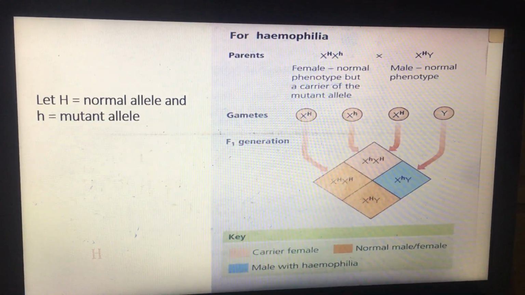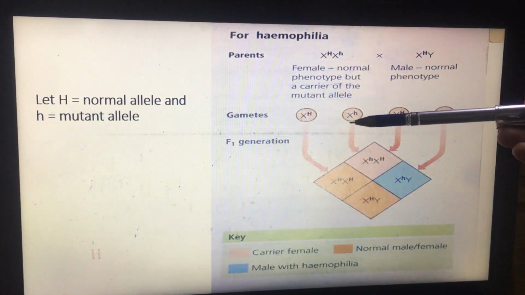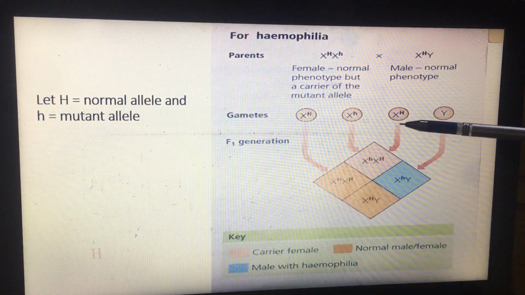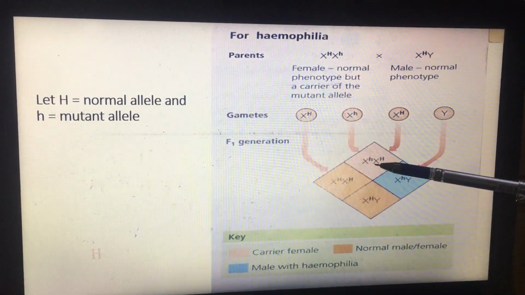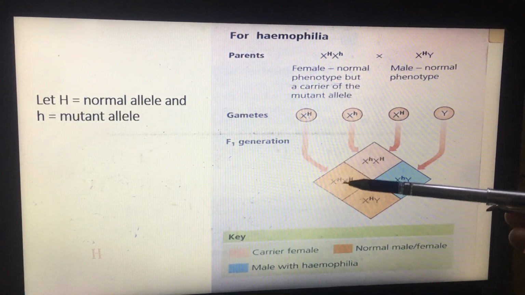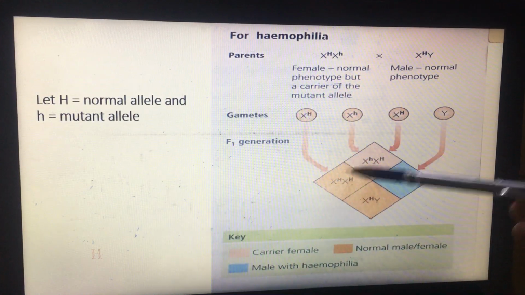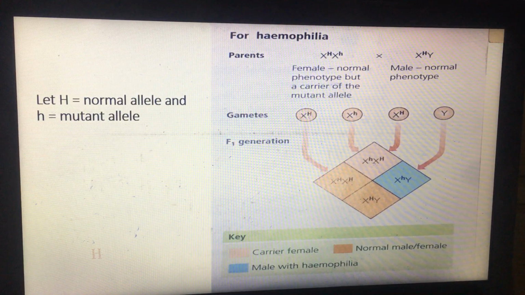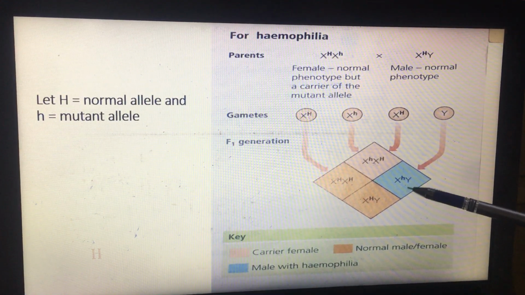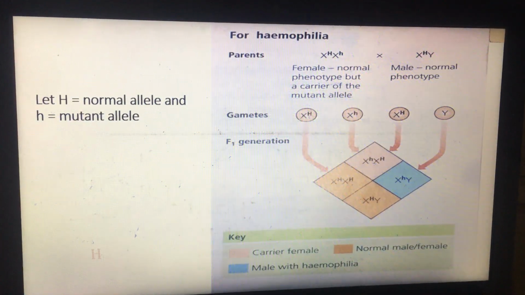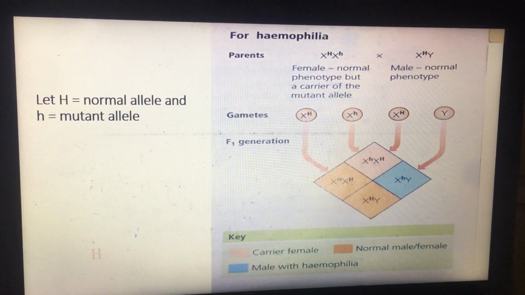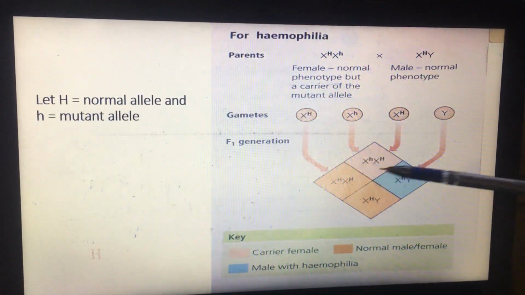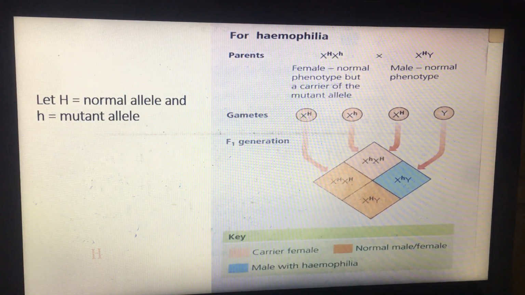So the gametes for the female are XH capital and XH small. For the male, XH capital and Y. What about the first generation? We have 2 girls and 2 boys. The first girl is a carrier for the mutant allele. The second girl is normal because she does not have any mutant allele. What about the 2 males? The first male is carrying the mutant allele, so this male has hemophilia, but this male is normal. So here we have a carrier female, here a normal female, here a male with hemophilia, and here a male with the normal allele.